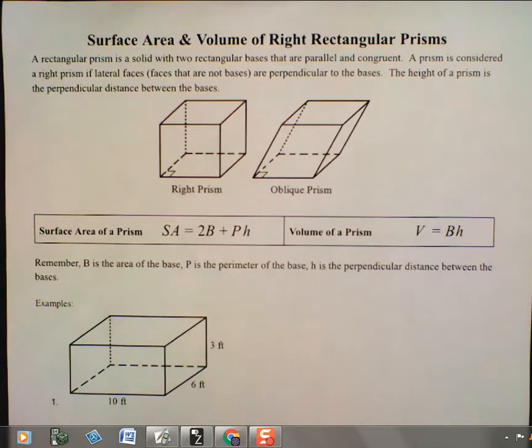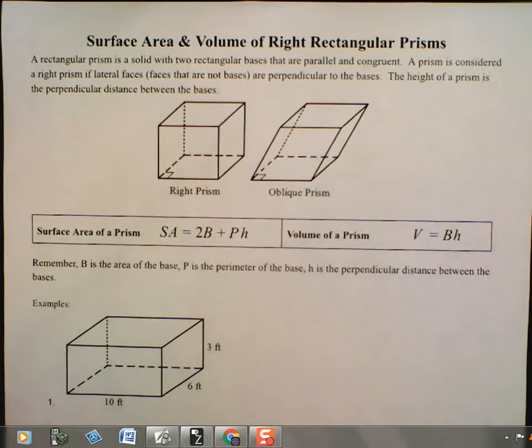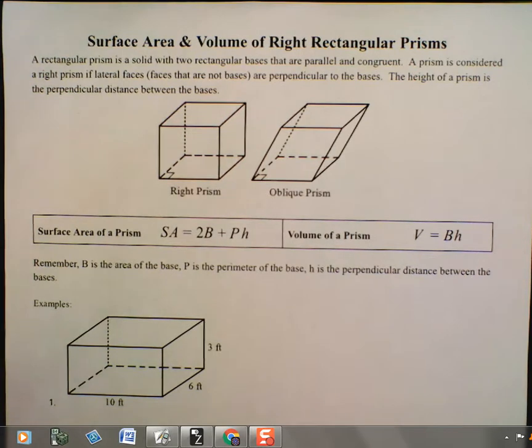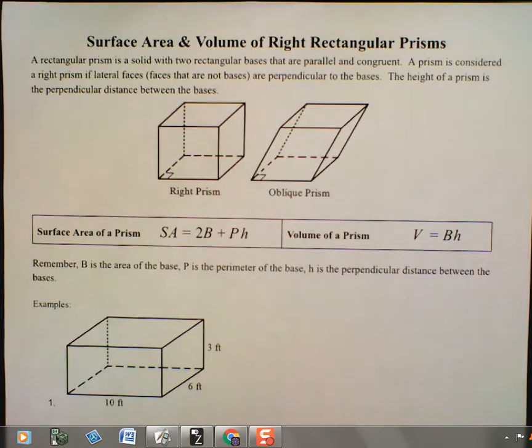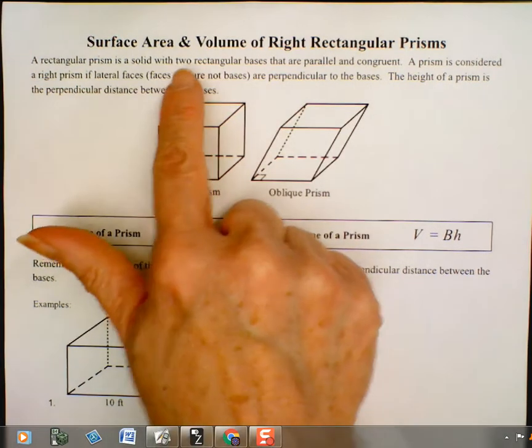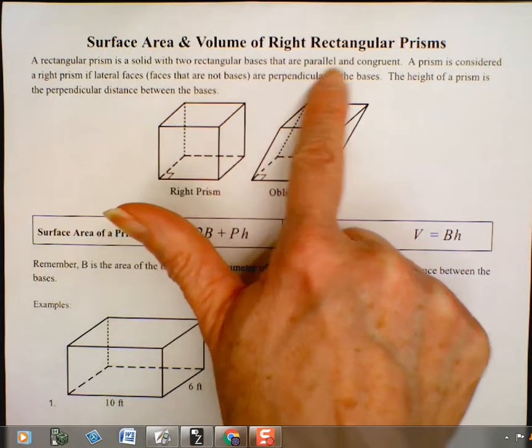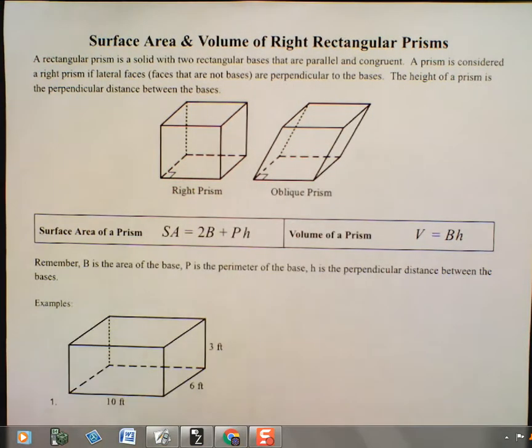In this video, we'll be talking about how to find the surface area and volume of a right rectangular prism. A rectangular prism is a solid with two rectangular bases that are parallel and congruent. Remember, this definition of two bases that are parallel and congruent applies to all prisms.